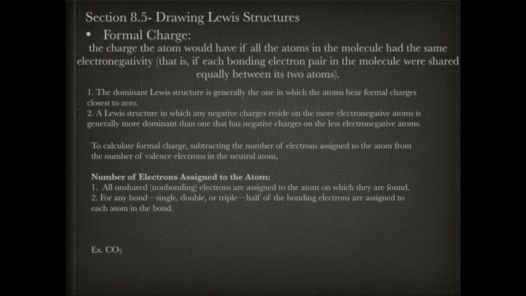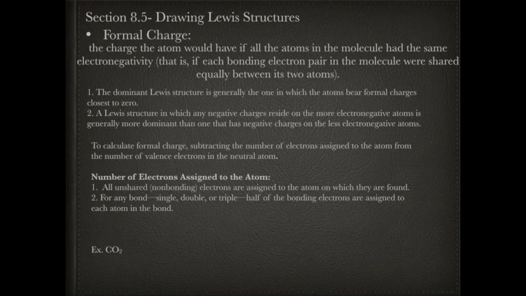So how exactly do you determine the number of electrons that are assigned to an atom? Well, it's quite easy. All unshared electrons, meaning non-bonding electrons, count as one electron each. So if you have a pair, that would be 2 electrons being assigned to the atom. If you have a bond, like a single, double, or triple bond, you take half of the bonding electrons. So if, for example, you have a single bond that's 2 electrons being shared, that only counts as 1 electron that can be assigned to the atom.